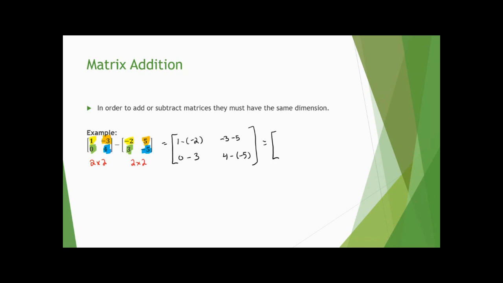So 1 minus a -2 is 3. -3 minus 5 is -8. 0 minus 3 is -3. 4 minus -5 is 9.